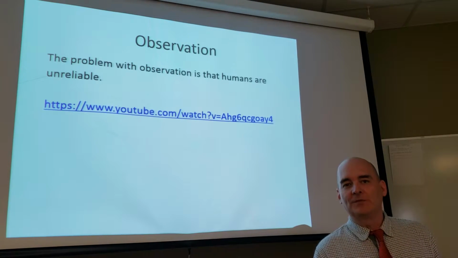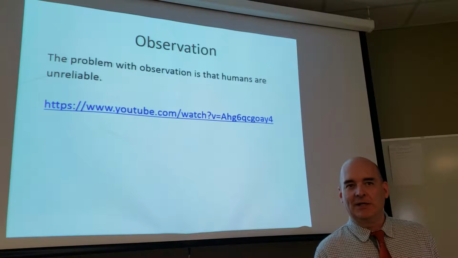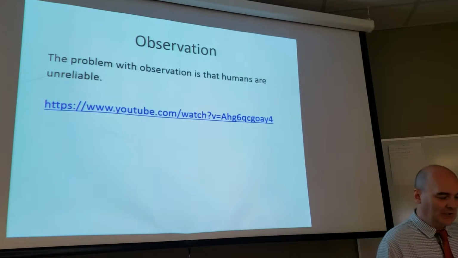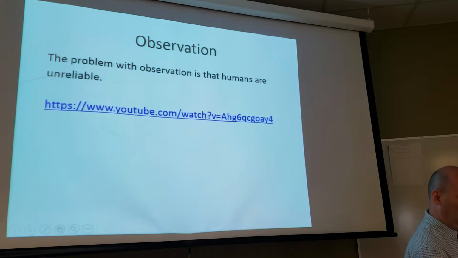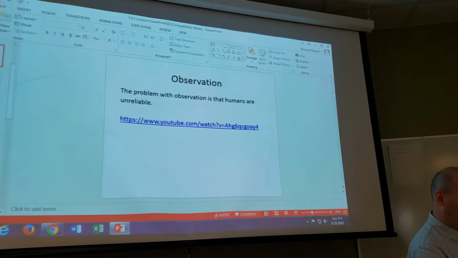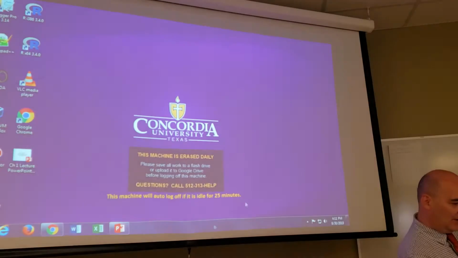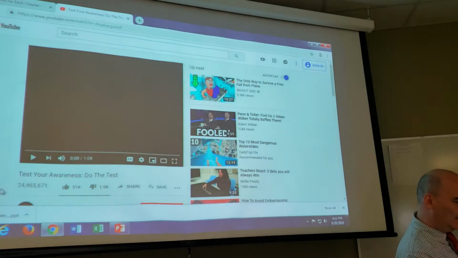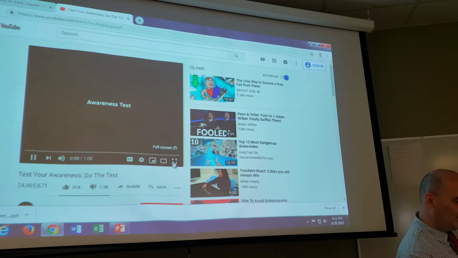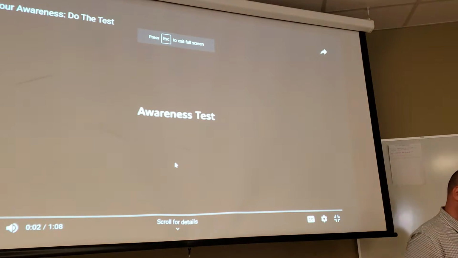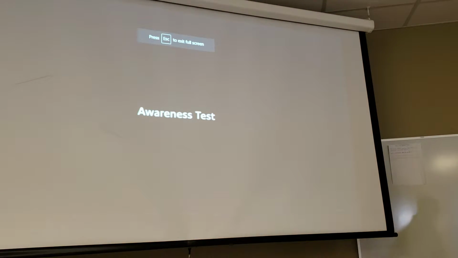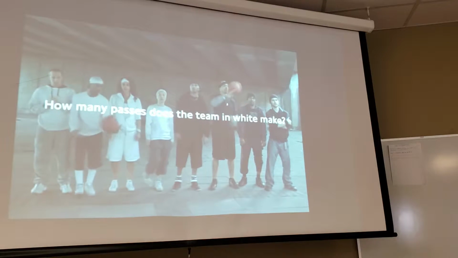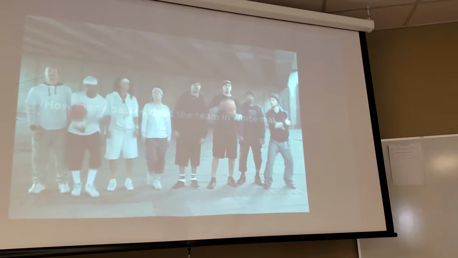One of the big problems in the scientific method is that humans themselves are notoriously unreliable. I'm going to show you now a little YouTube video that is an awareness test. This is an awareness test. How many passes does the team in white make?